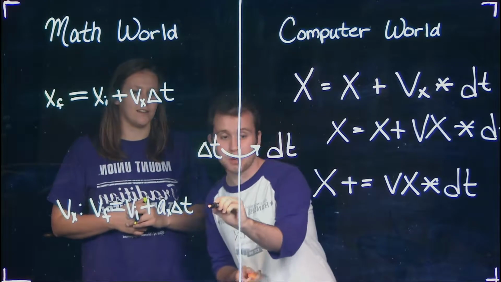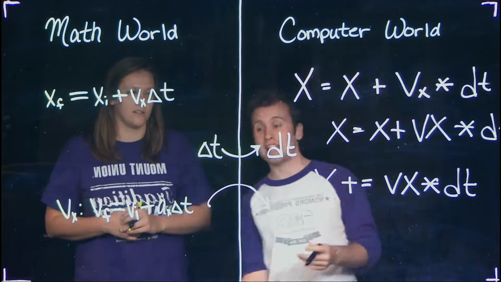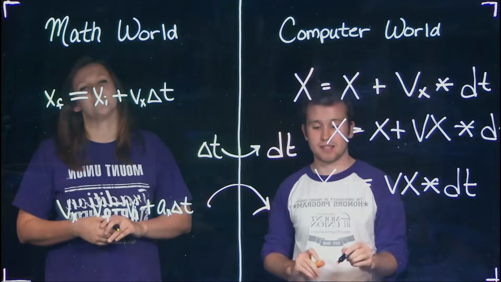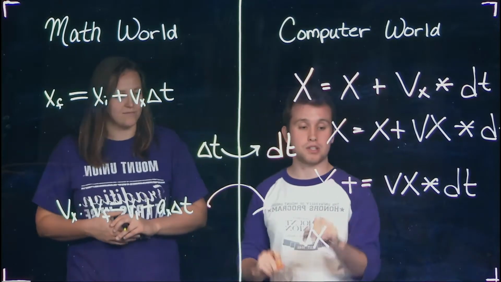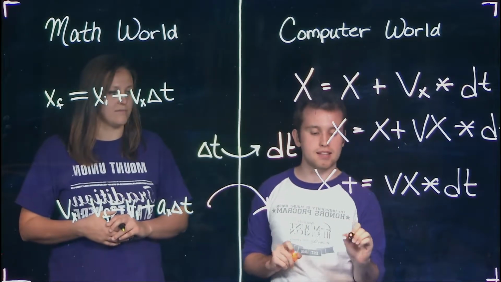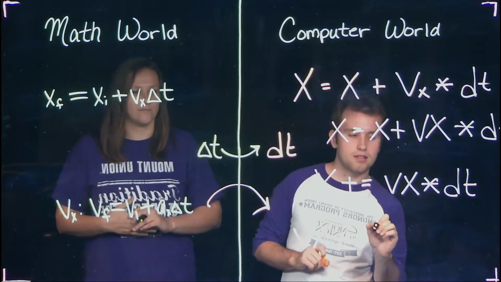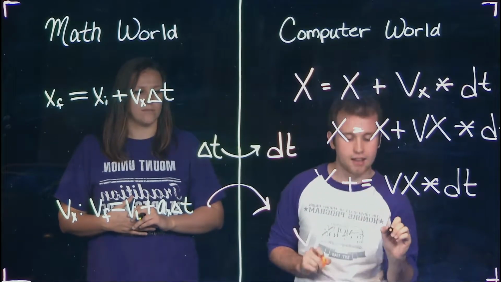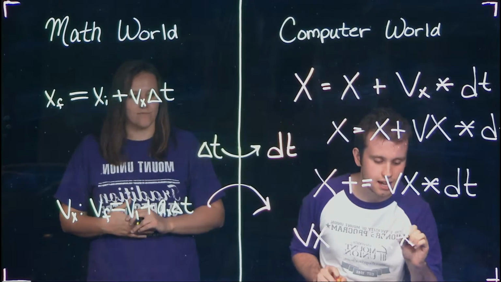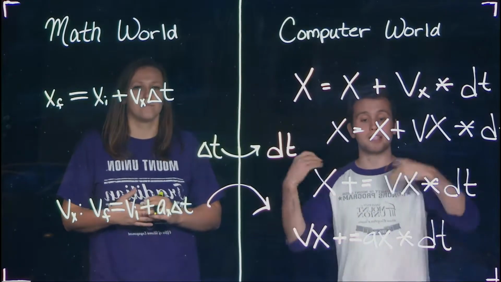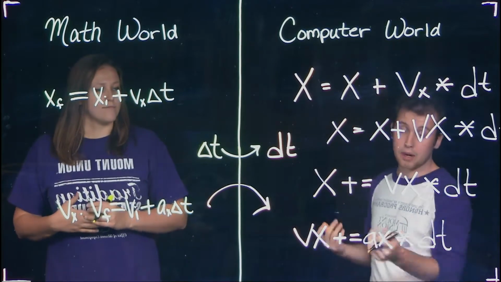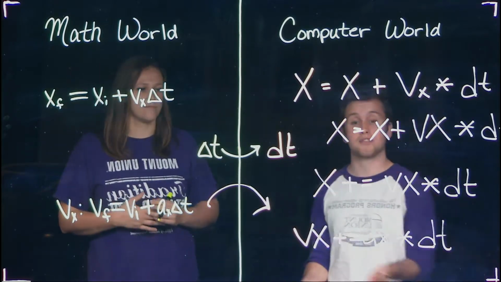But now, if we go over to the computer world, we can do basically the same thing that we did with the position. So we start off with our big vx, and now if we just hop right in there, we can get a plus equals ax times dt. So, just like in math world, it's going to update based on the acceleration times the time, which gives us a velocity.